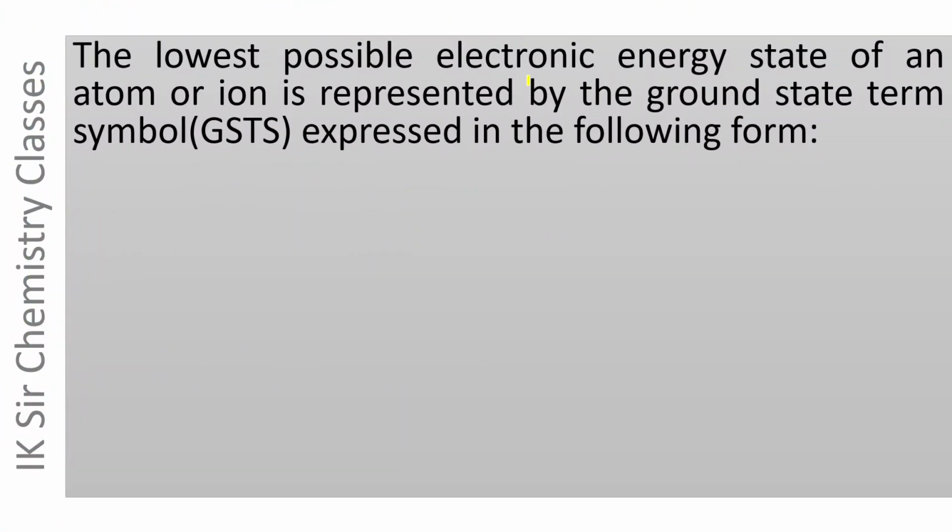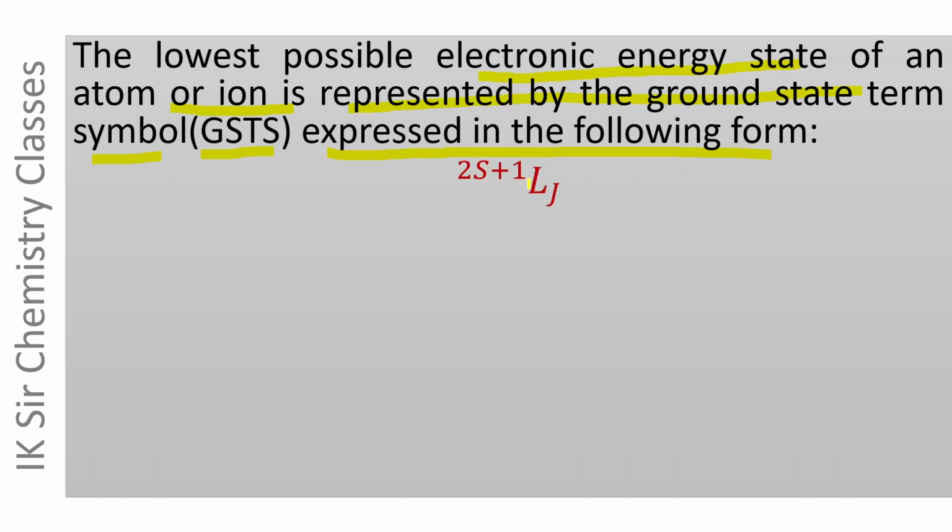The lowest possible electronic energy state of an atom or ion is represented by the ground state term symbol, which may be abbreviated as GSTS, and it is expressed in the following form.